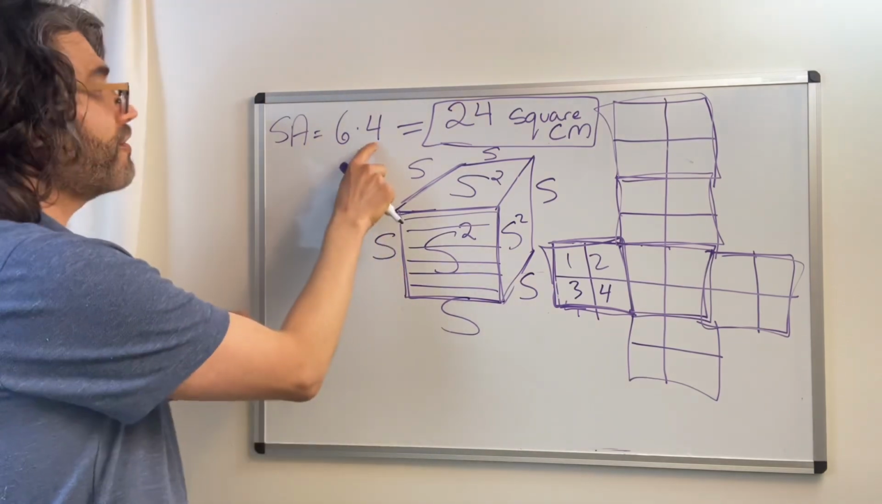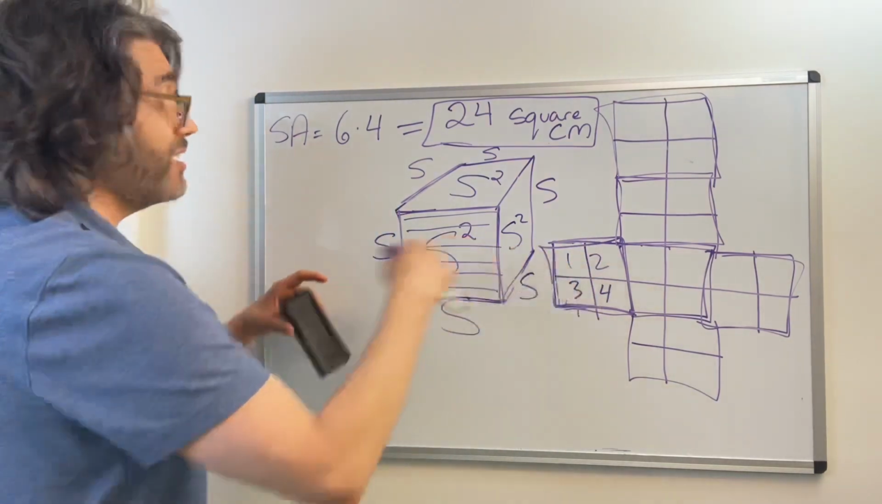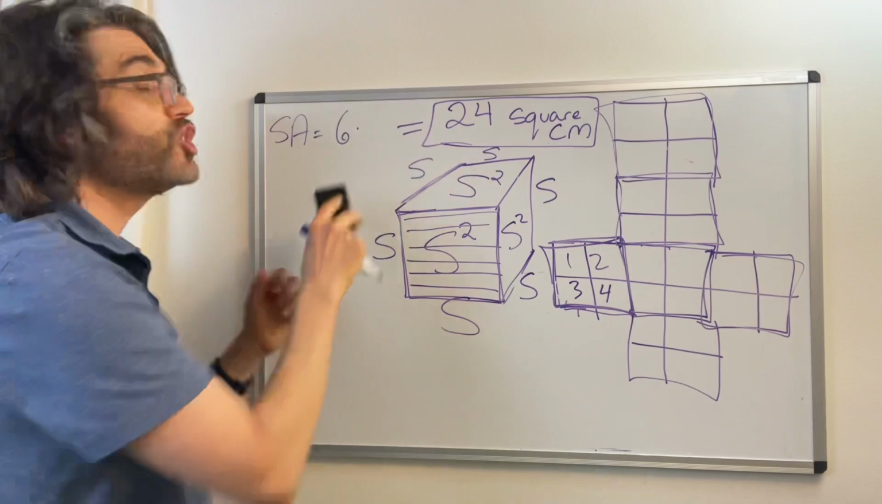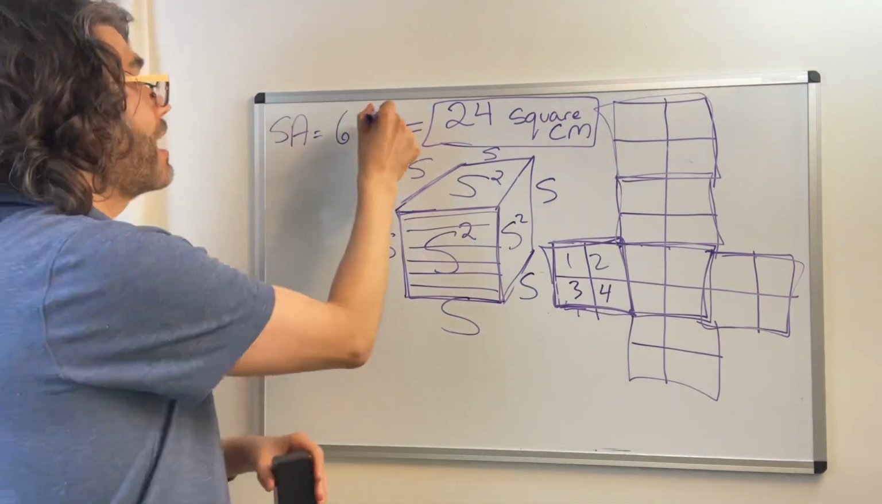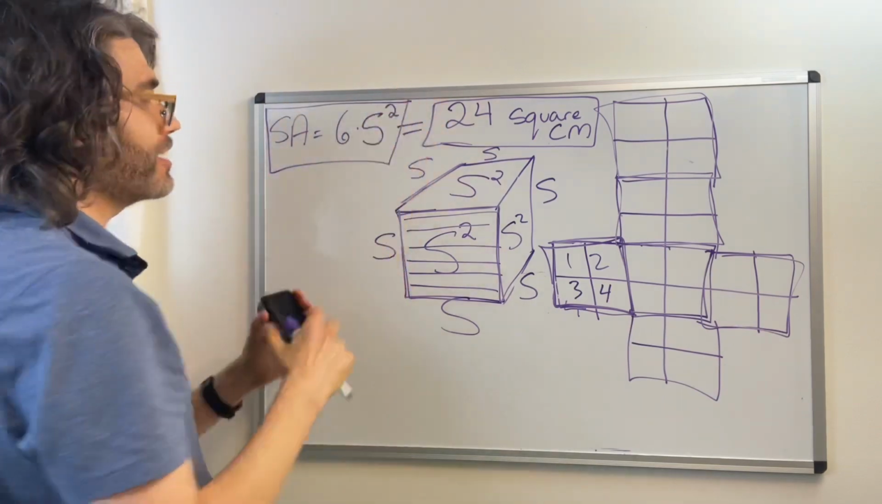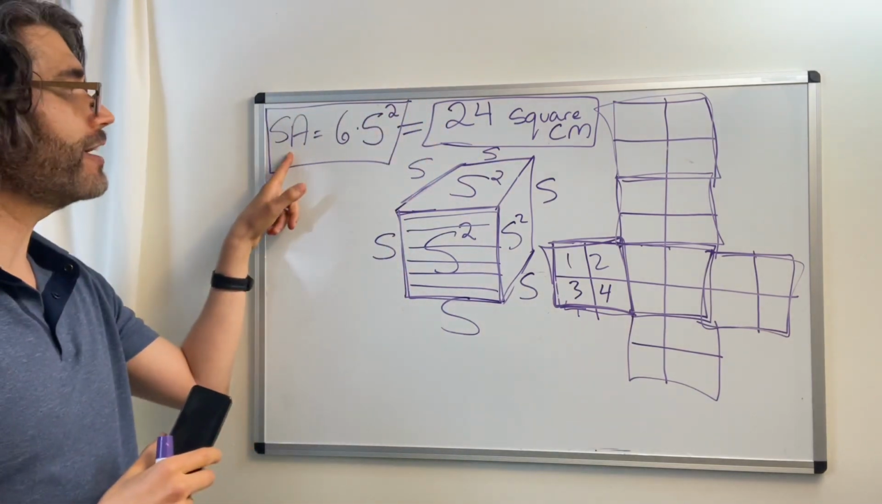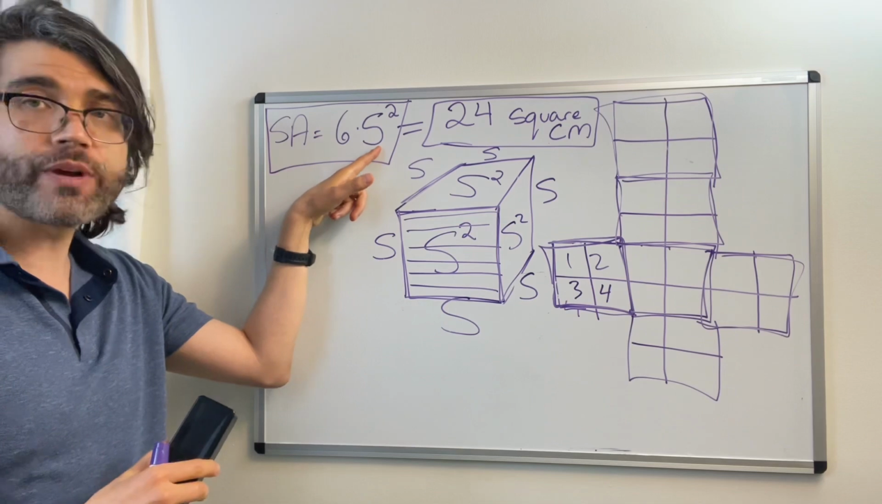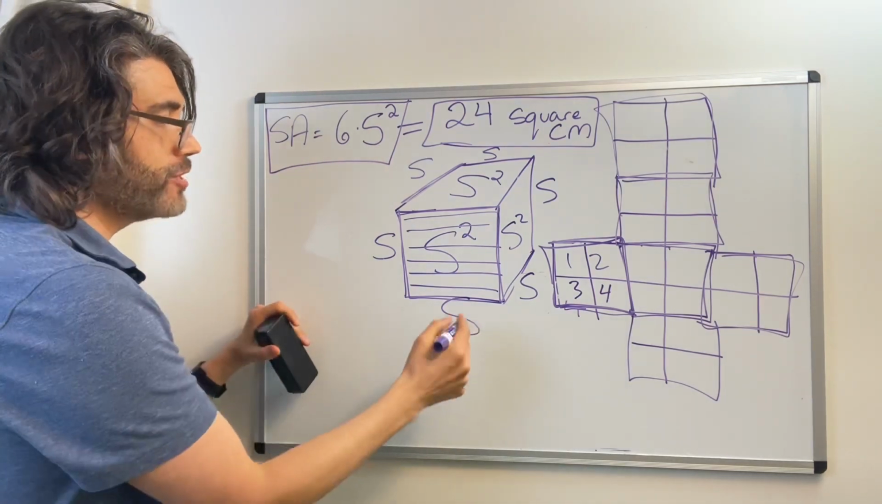So instead of saying 4, which it was in this specific case, I can generalize. And I know that any cube is going to have a surface area of 6 times whatever one of the squares is, and S I'm using for side.